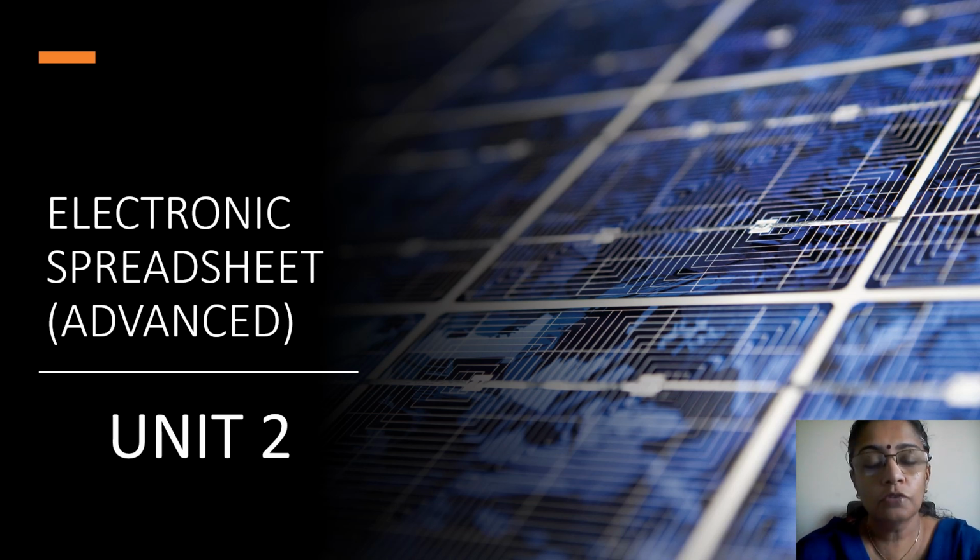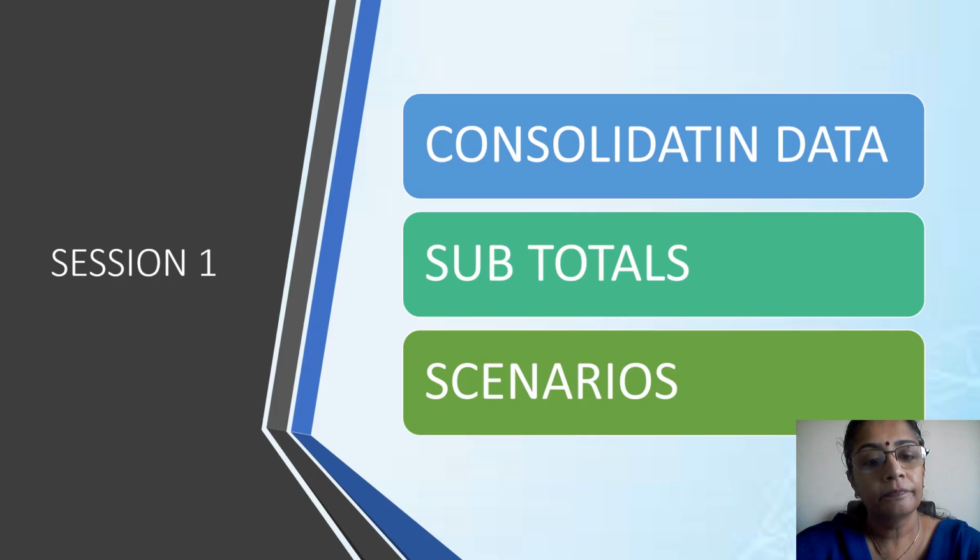Good day, students. Today we are going to start with a new unit of Information Technology 402, that is Unit number 2, Electronic Spreadsheet Advanced. Under this unit we are going to learn OpenOffice Calc, or the spreadsheet of the OpenOffice suite. In today's class we are going to learn the first session, that is Session number 1, consolidation of data, subtotals and scenarios. So first let us understand what exactly OpenOffice Calc is and how it is similar to MS Excel.